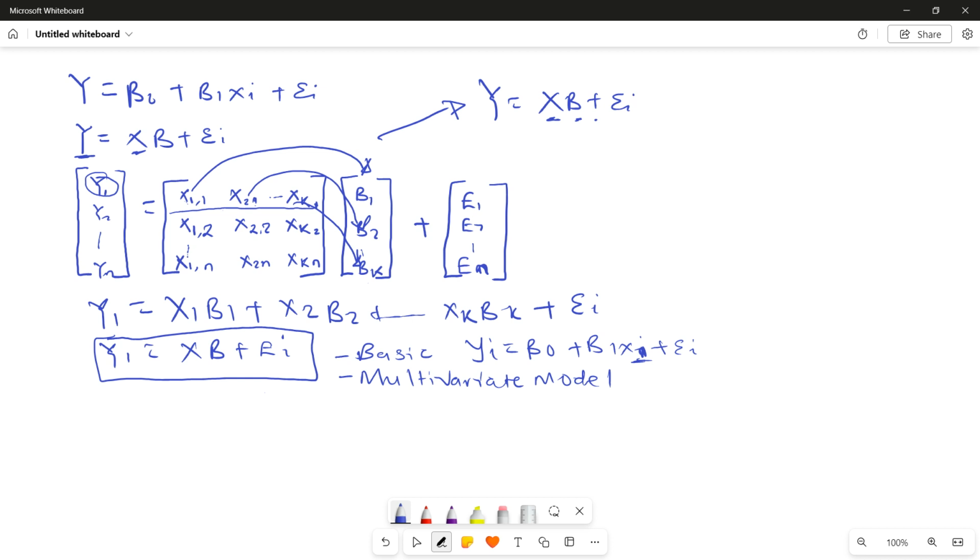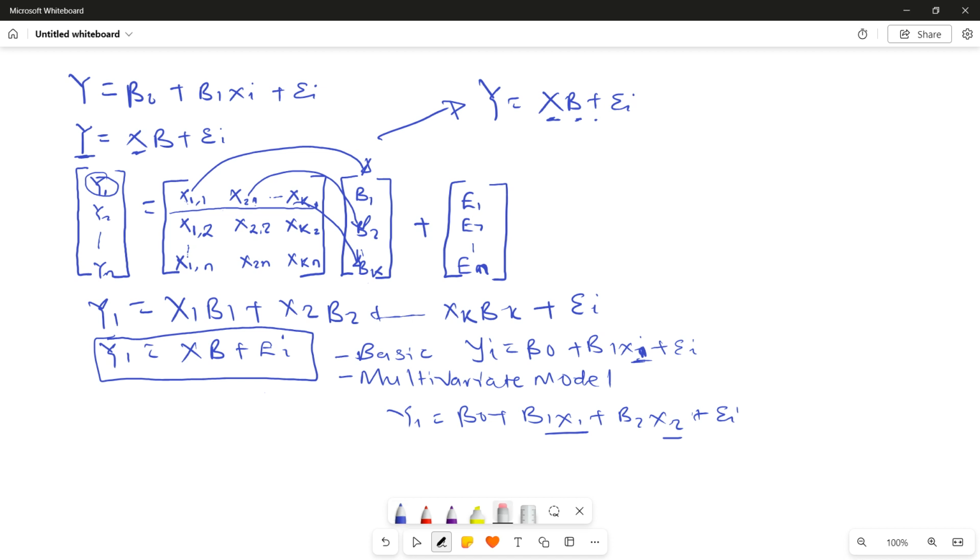But if we have something like yi is equal to beta naught plus beta 1 x1 plus beta 2 x2, plus the error term, even if we are only having two explanatory variables x1 and x2, the fact that these explanatory variables are more than one means this model qualifies to be called a multivariate model.